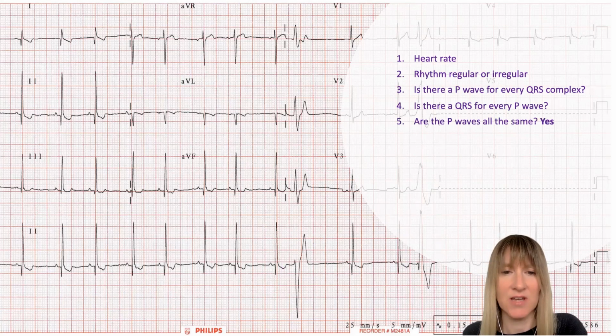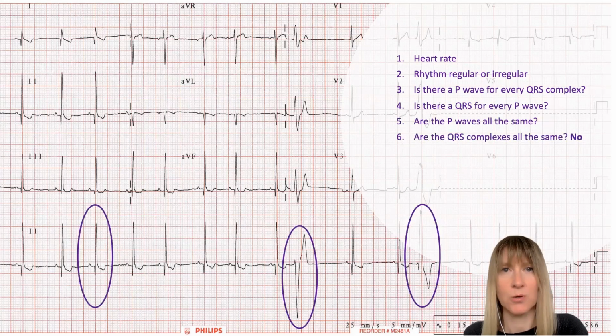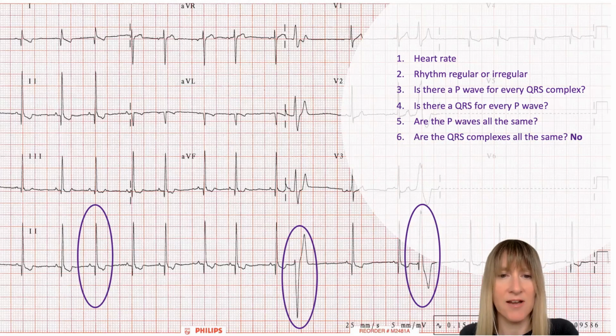Are the P waves all the same? Yes, I think they are within reason. Are the QRS complexes all the same? Clearly not. And so I've circled sort of three different populations. We have the more narrow looking ones toward the left, and then the middle and towards the right, I've circled some complexes that are more bizarre and different looking.